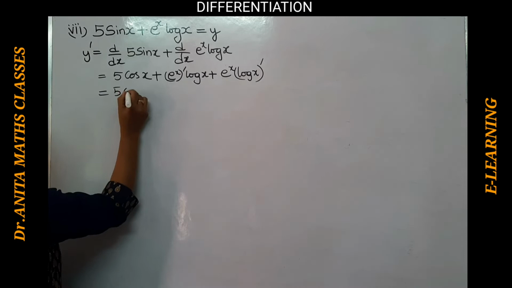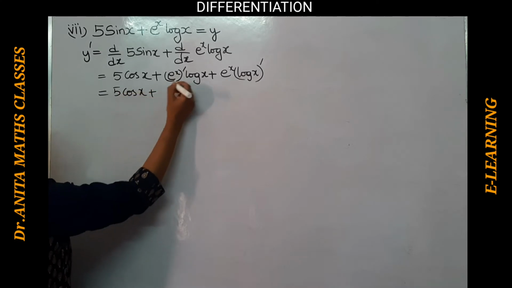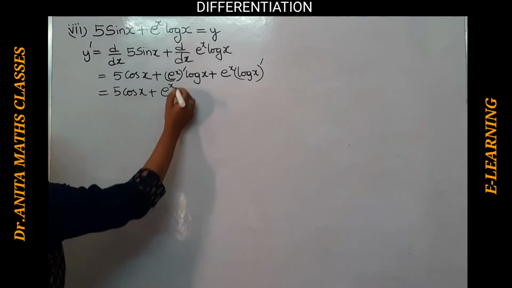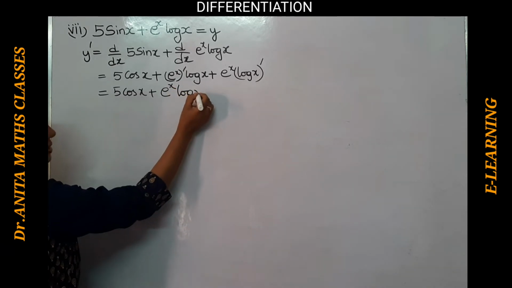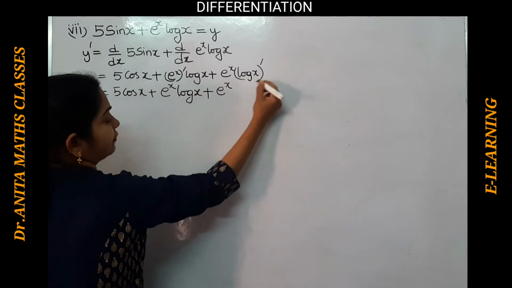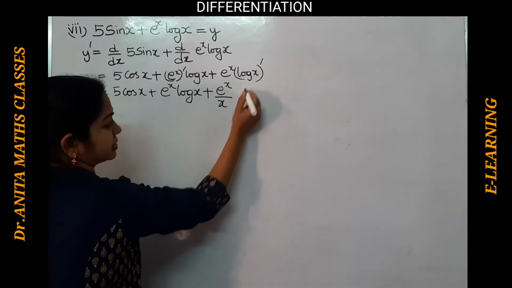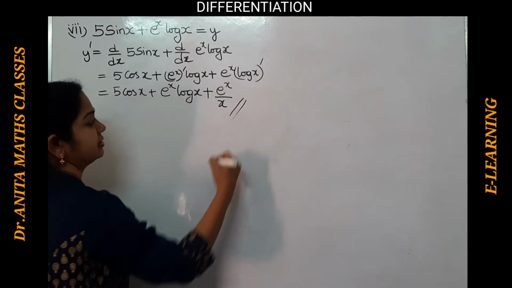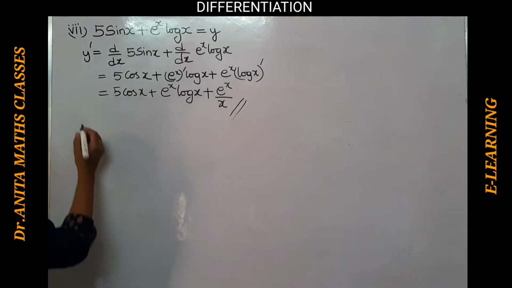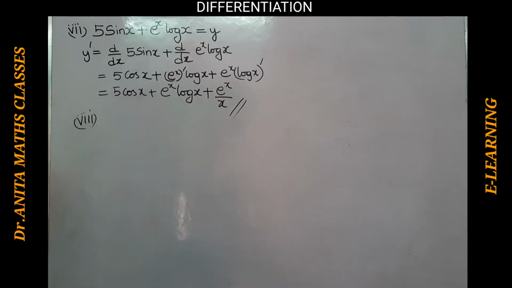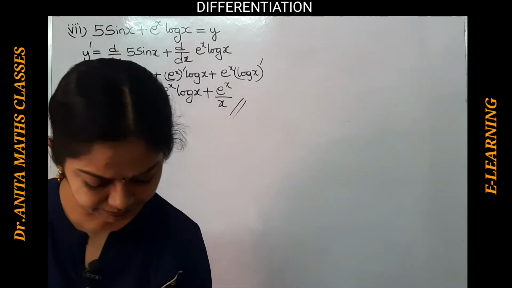This is the derivative. Okay. So 5 cos x plus the derivative of e to the power of x, which is e to the power of x as it is, multiplied by log x, plus e to the power of x here. The derivative of log x is 1 by x. So this becomes e to the power of x by x. So this is over. Now let's do the next problem, that is the 8th. I'll note it down here.